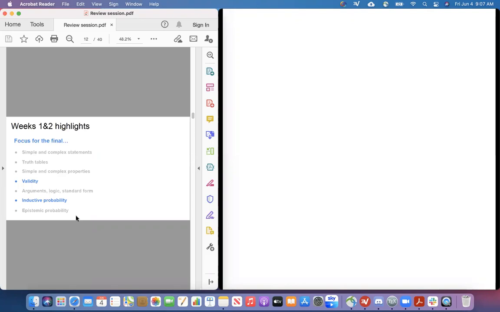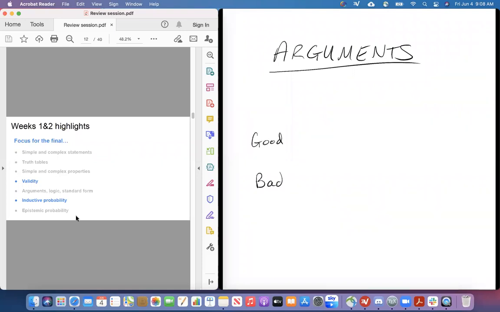But to help manage all this information, what we said towards the end of those first 2 weeks was something like this. So we were interested in arguments. And what we did was classify kinds of arguments. And we asked, well, what makes this type of argument good? What makes this type of argument bad? So what we came up with was a good and bad classification of 2 types of arguments. We looked at deductive arguments and we looked at inductive arguments.